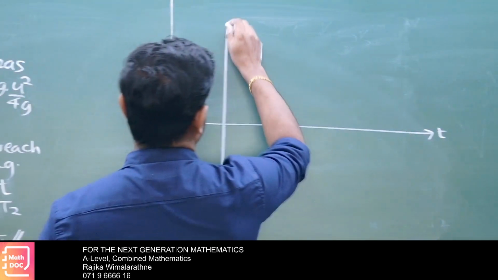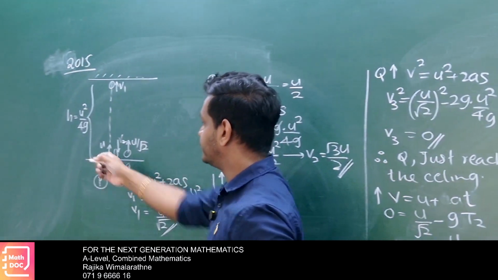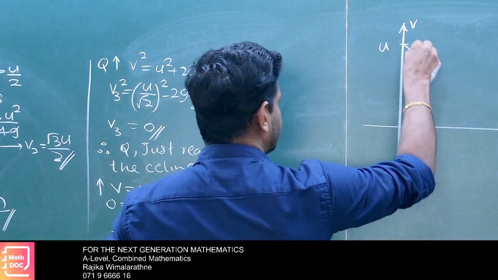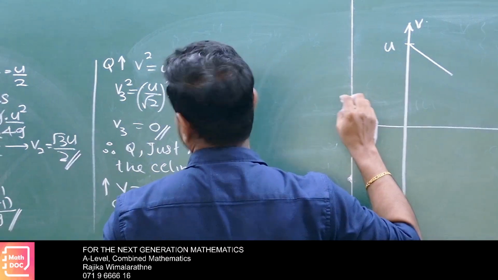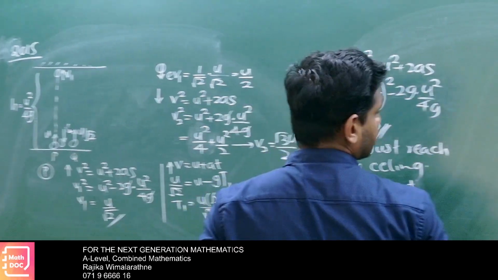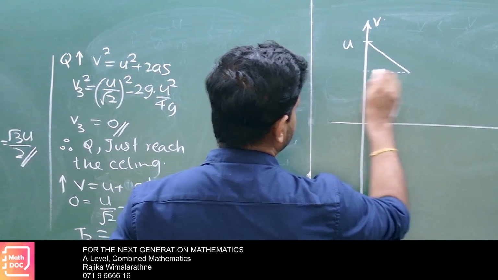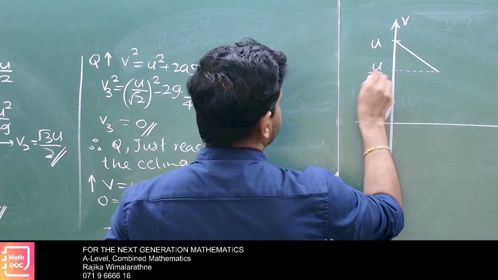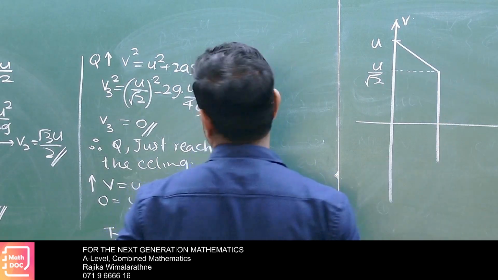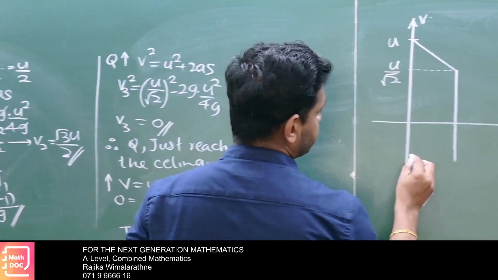Sketch the VT graph. Here time and velocity: first particle P, initial velocity U, so motion under gravity. When it comes to the ceiling, its velocity is now v1, v1 is U over root 2. Then mark it U over root 2, somewhere here. Then at this point, instantly its velocity changes due to that collision. That velocity becomes U over 2.